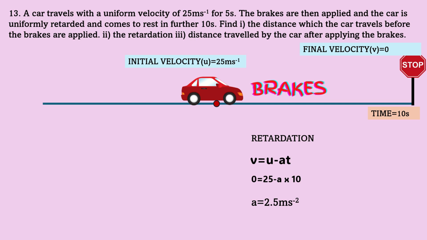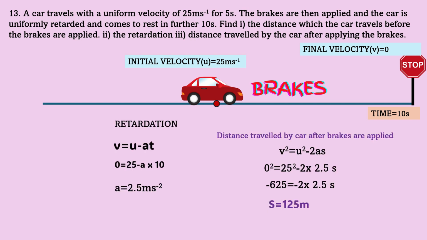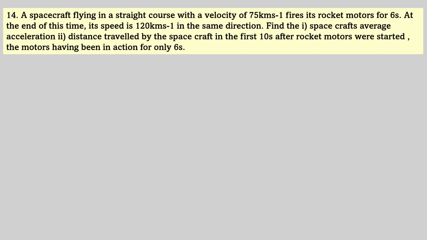Third is the distance travelled by the car after applying the brakes. Okay, so after applying the brakes matlab we will be applying this equation v square equal to u square minus twice a s, क्योंकि फाइनल वेलोसिटी 0 है, इनिशियल वेलोसिटी 25 मीटर पर सेकेंड पे जा रहा था. एक्सेलरेशन और रिटार्डेशन ऑलरेडी वी हैव फाउंड आउट टू बी 2.5 एंड फ्रॉम दैट वी फाइंड आउट द डिस्टेंसेस, 125.